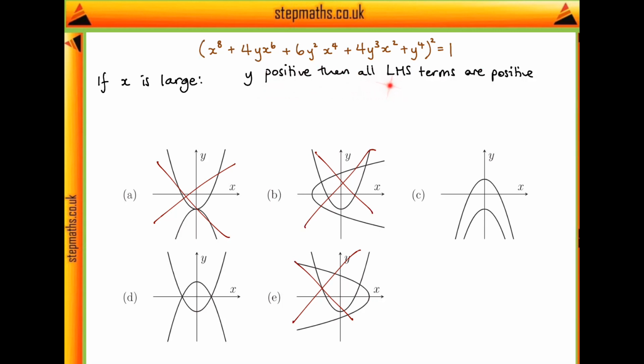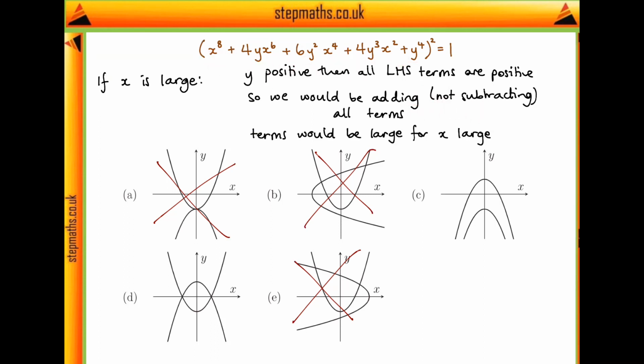Well, if y is positive, then all of the left-hand side terms, so all of these ones in the brackets here, are positive, and therefore we'd be adding all of the terms and not subtracting. But also, if x is really big, then all of these terms involving x would also be really large. So we're saying that we're adding up a whole bunch of really large terms, we're not subtracting anything, and then we're going to square the whole thing. So we've got something really big on the left-hand side, so of course that can't be equal to 1.